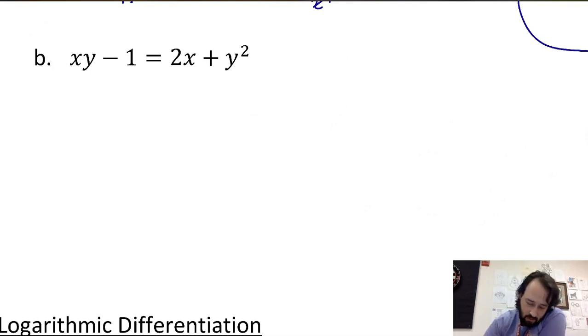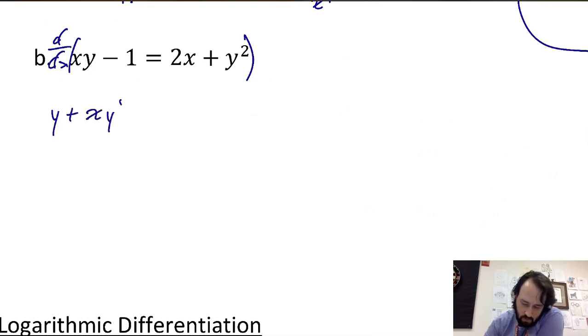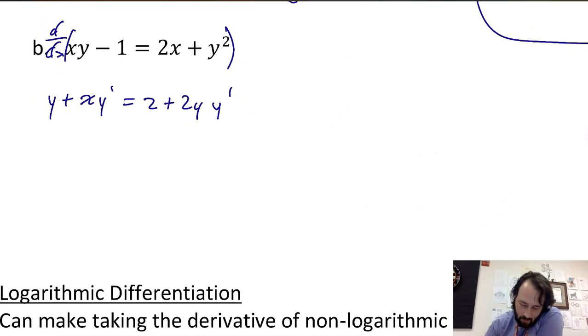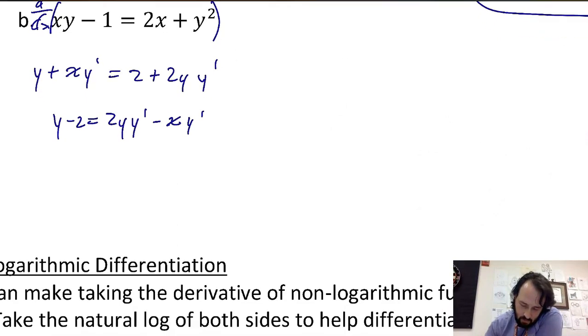So let's see. Here, same idea, right? Doing the derivative first. So that first part is a product rule. So I have y plus xy prime. Minus 1 would be 0, so equals 2 plus 2y y prime. So I'm going to solve for y prime first. So I'm going to make this y minus 2 equals 2y y prime minus x y prime. So I'm going to say y prime is y minus 2 over 2y minus x.